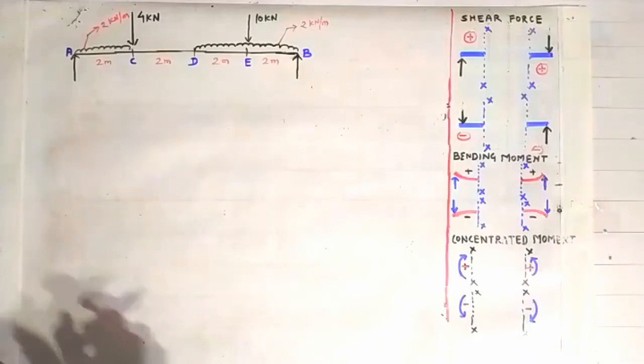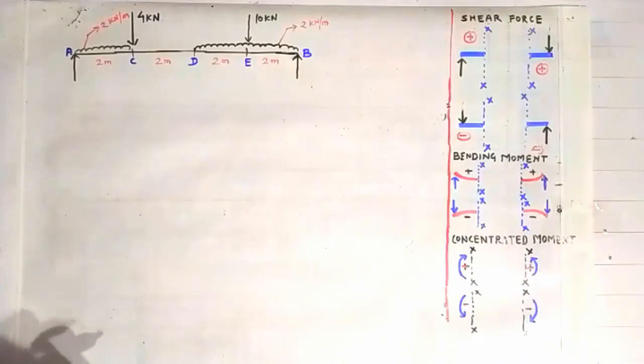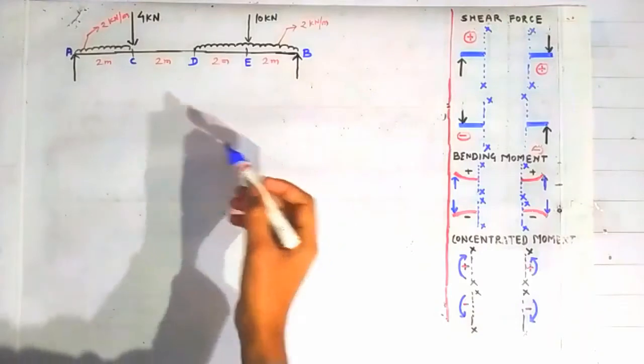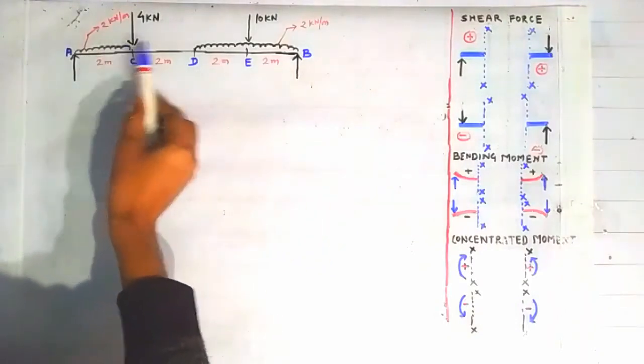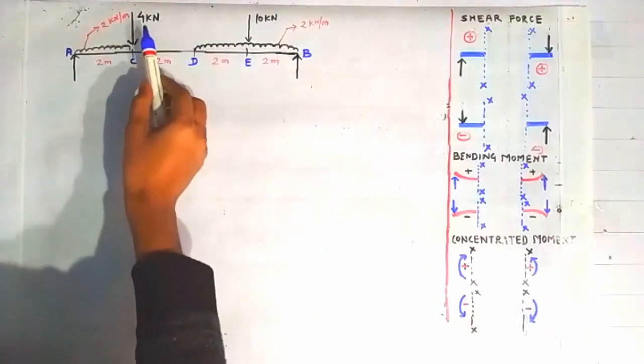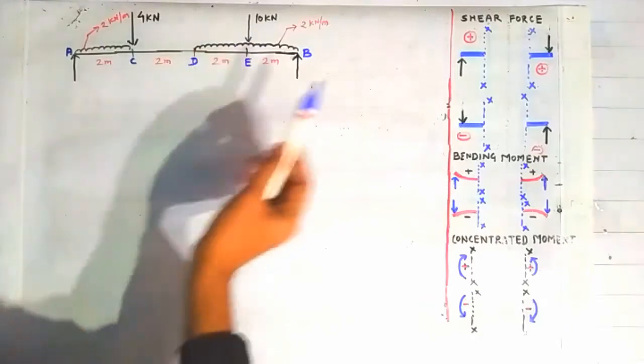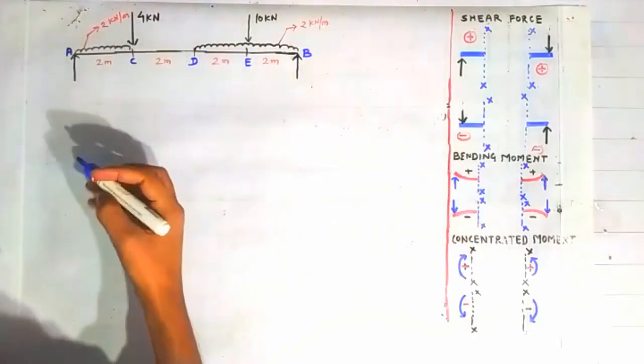Now friends, today we are going to discuss a new numerical problem based on a simply supported beam. So this is a beam, and these are the two UDLs acting over it, and these are the two point loads acting over it. Now we have to draw the shear force and the bending moment diagram.